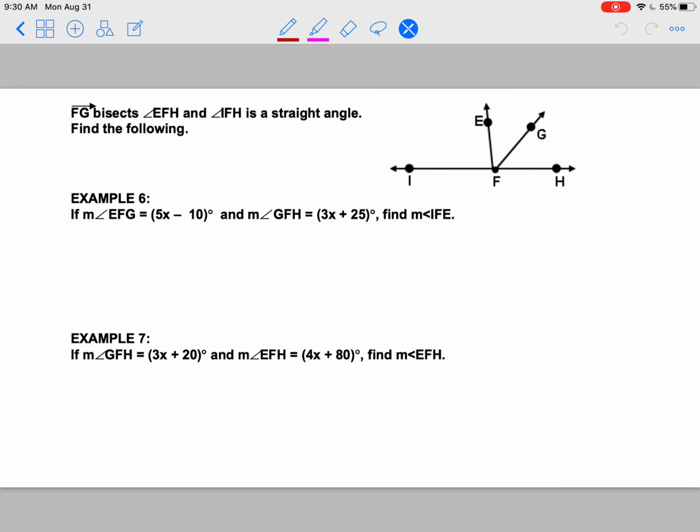Okay, last little bit here. We have some adjacent angles. They're sharing some sides. Looking up here at the top, it says ray FG bisects, and remember we learned the word bisect in our vocabulary lesson. Bisect means cut in half. So FG is cutting angle EFH in half.